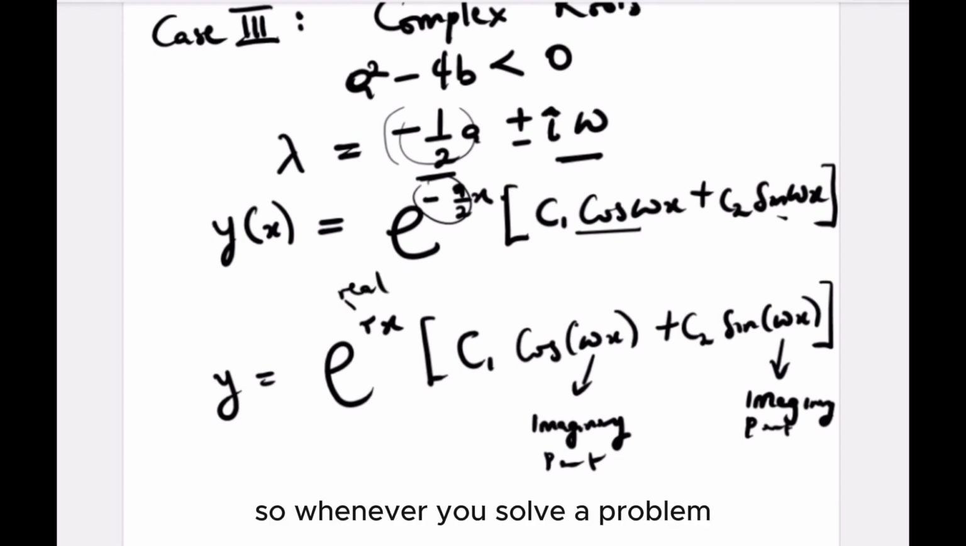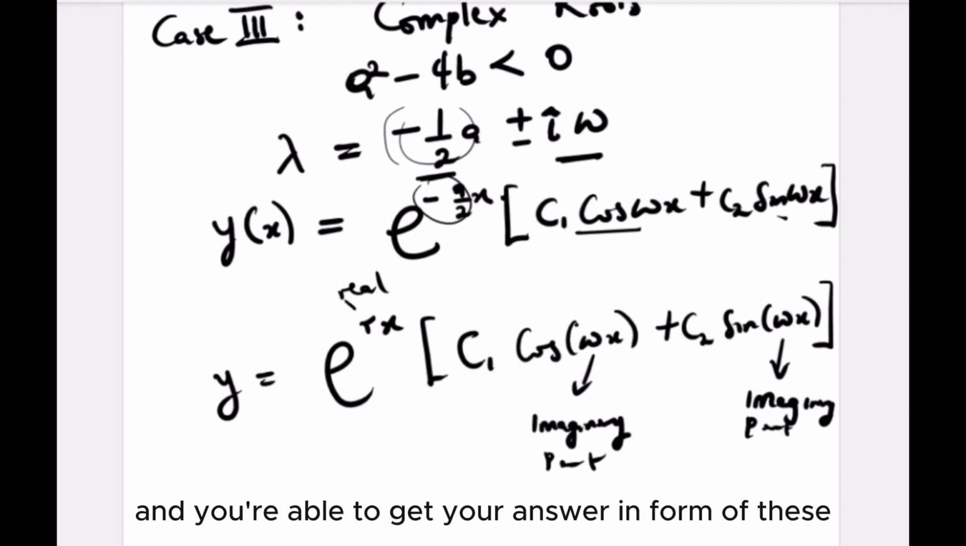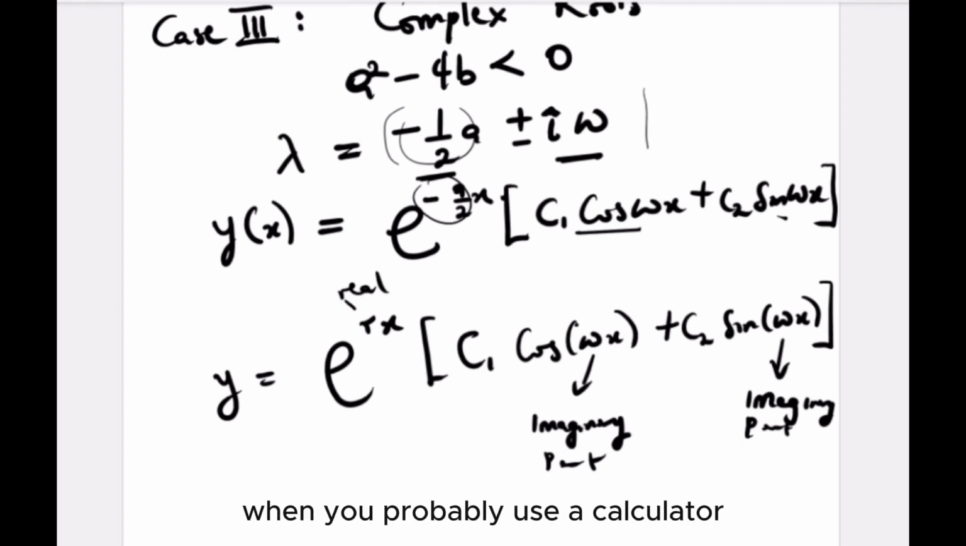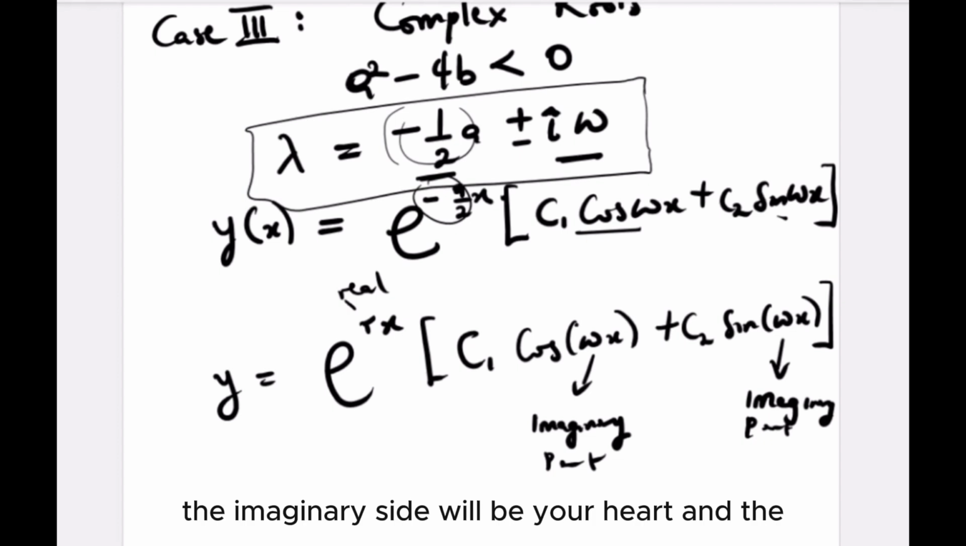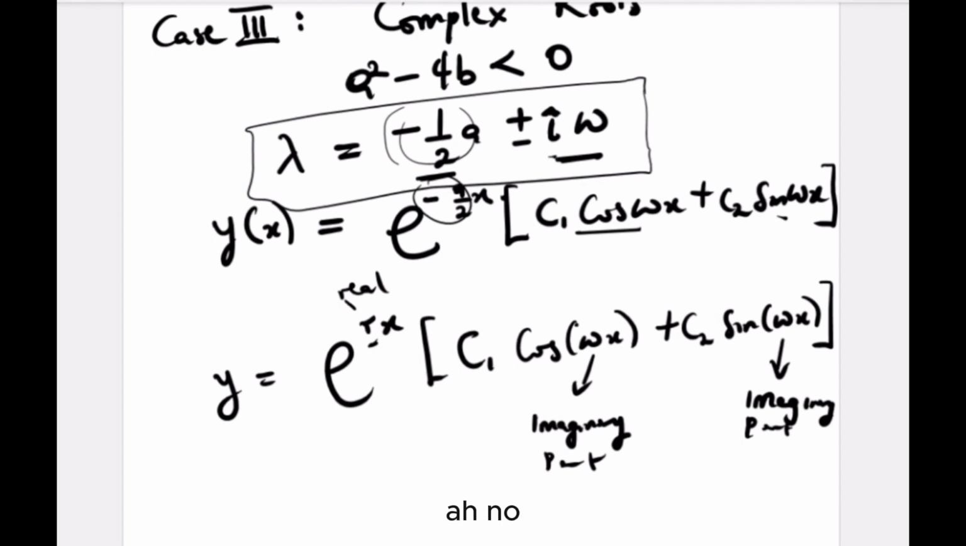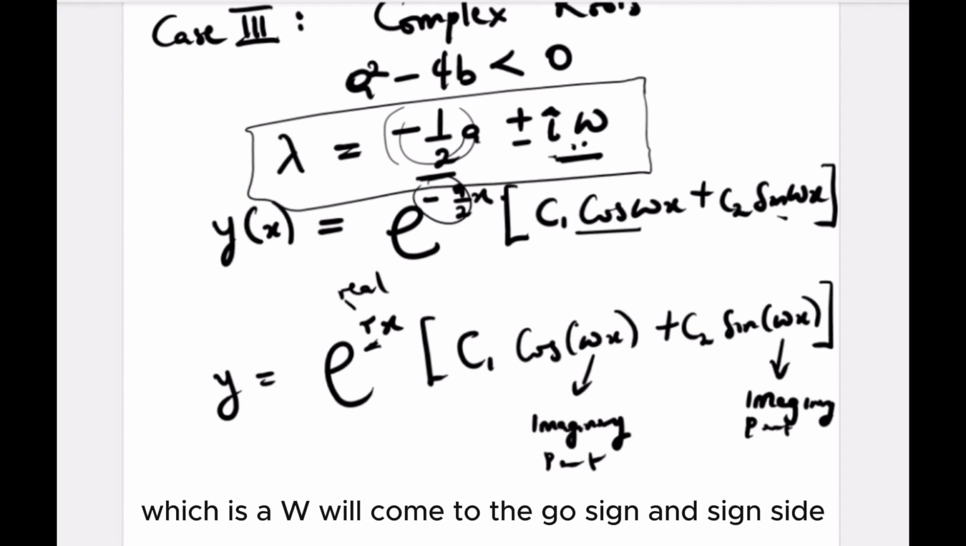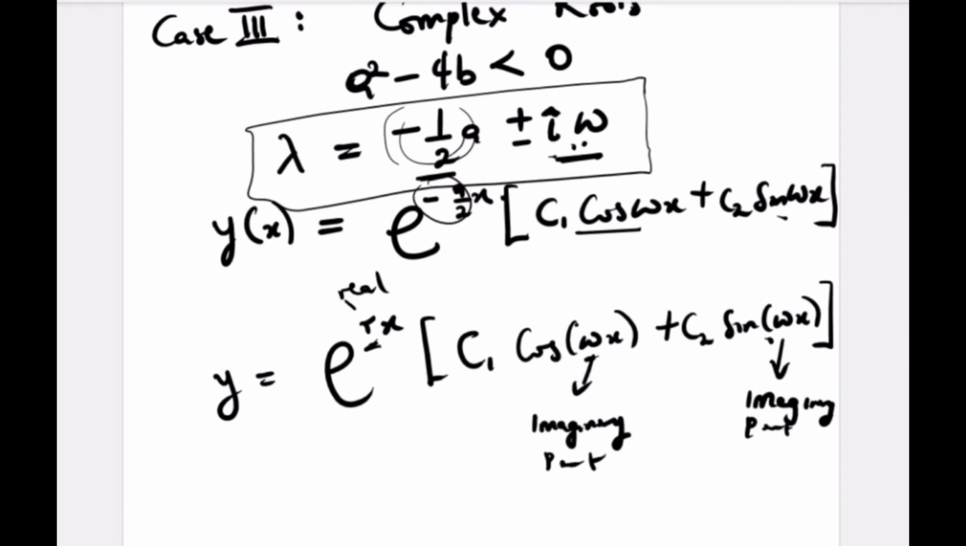So whenever you solve a problem and you get your answer in this form, when you probably use a calculator in solving the quadratic equation and get something like this, the real side will be this R, and your imaginary side, which is W, will go to the cosine and sine side. That's the imaginary part. And yes, that's all for the explanation.